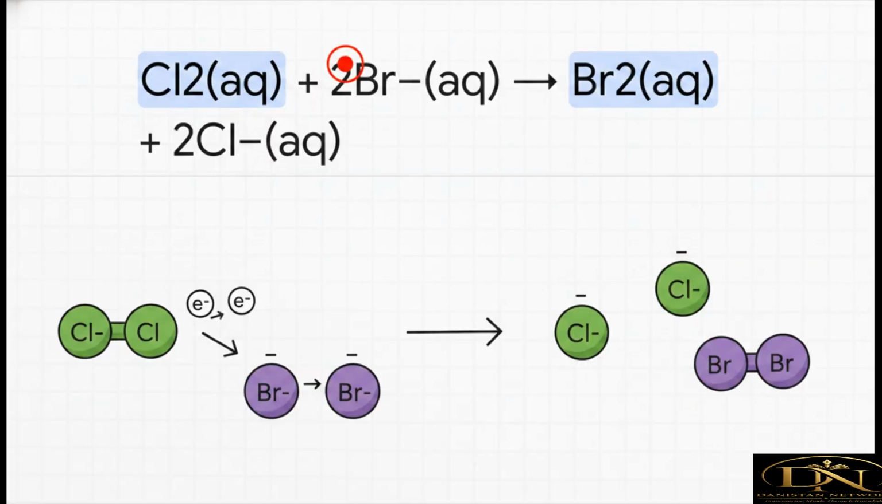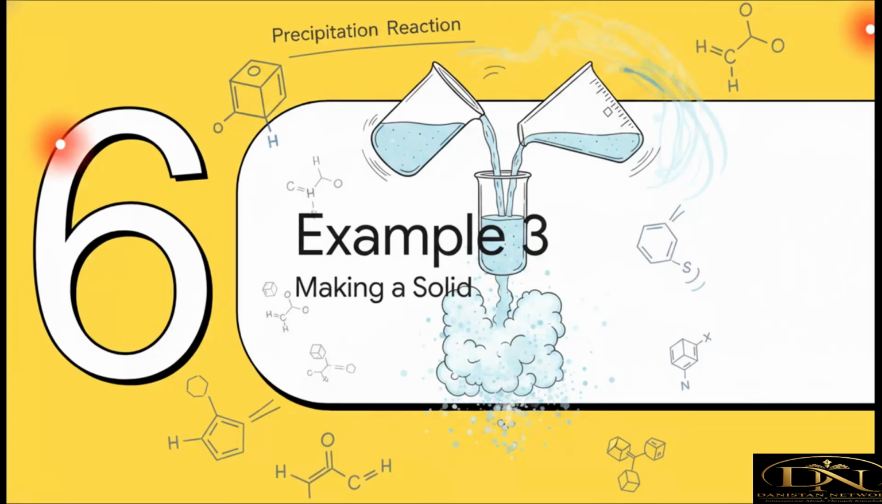A chlorine molecule is basically swiping electrons from two bromide ions. In the process, the bromide ions become a bromine molecule, and the chlorine becomes two chloride ions. That's the heart of this reaction. Okay, for our last example, let's check out a special type of reaction called a precipitation reaction. And this one comes with a really cool shortcut.